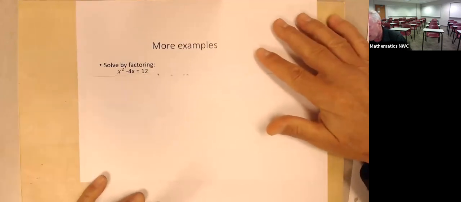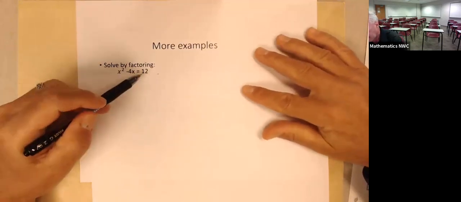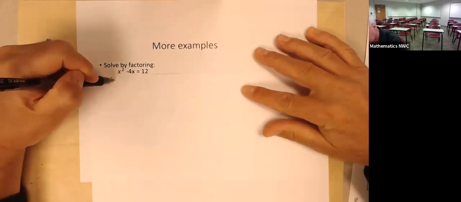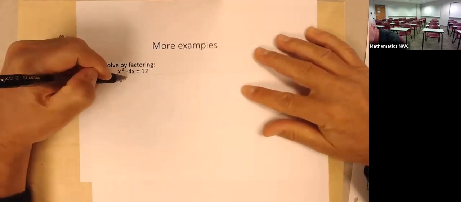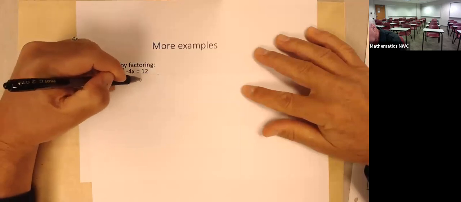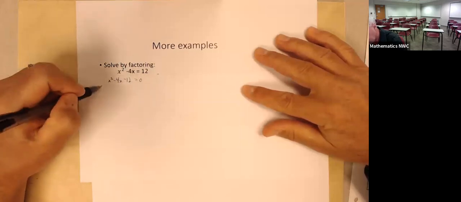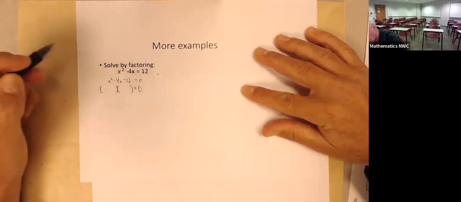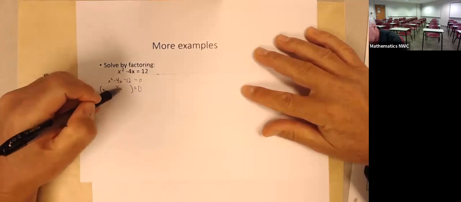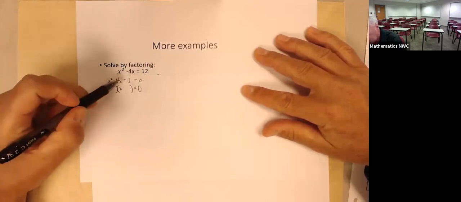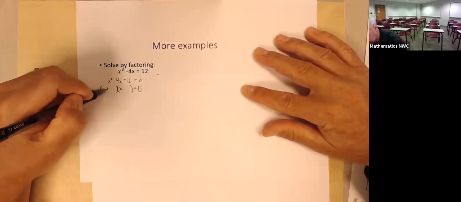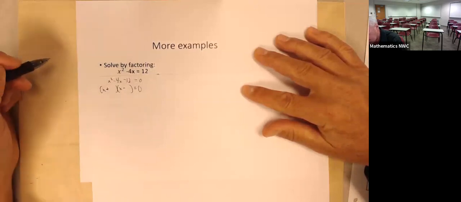So now, solving these by factoring, I need to get it equal to 0. Bring the 12 across. It's a negative 12. I get it equal to 0. Here's where your factoring skills come into play. Need an x and an x. My signs have to produce a negative 12, so I need one positive, I need one negative.